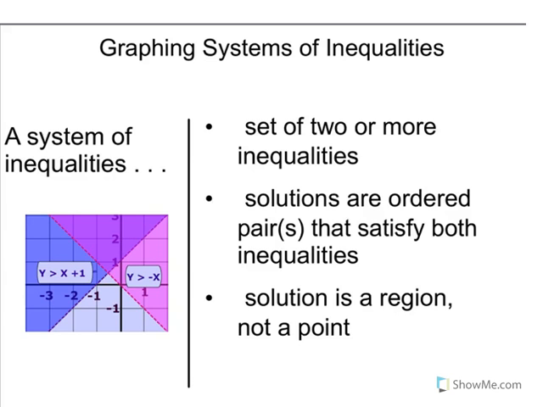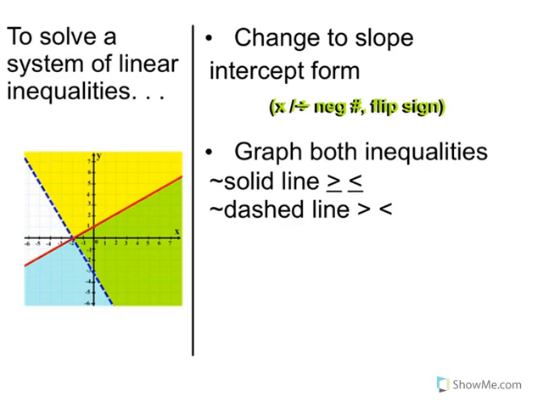When we look at a system of inequalities, this is like systems of equations, but instead of two or more equations, we have two or more inequalities. The solutions are going to be ordered pairs, and it's going to be multiple ordered pairs, not just one point, that satisfies both inequalities. Your solution is going to be a region that contains many, many points, and not just one specific intersection point. To solve a system of linear inequalities, you're going to make sure that you change both of your inequalities into slope-intercept form. You're going to graph both of the inequalities.